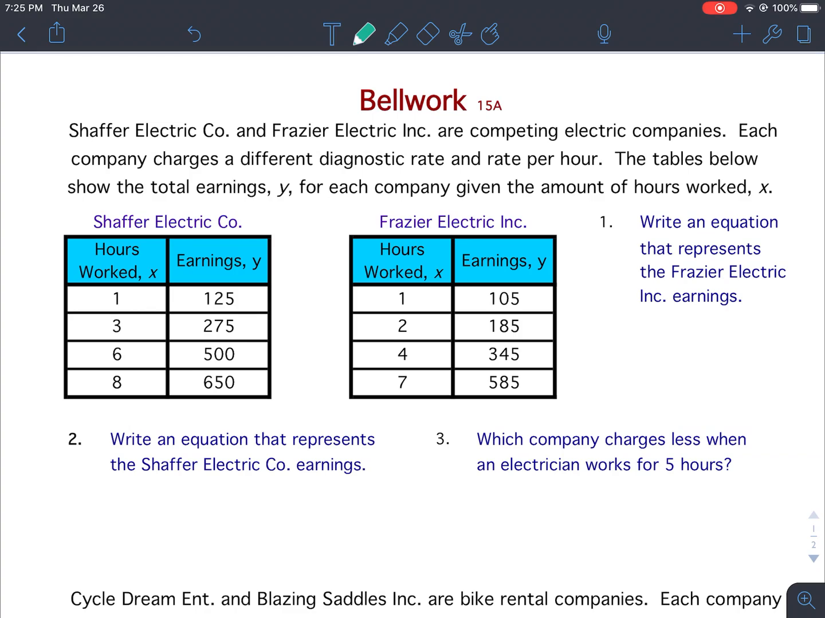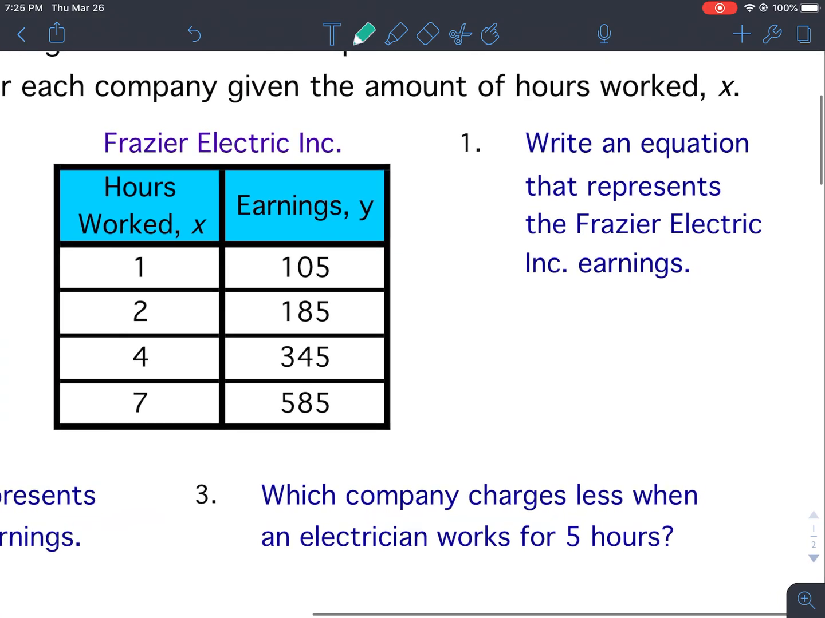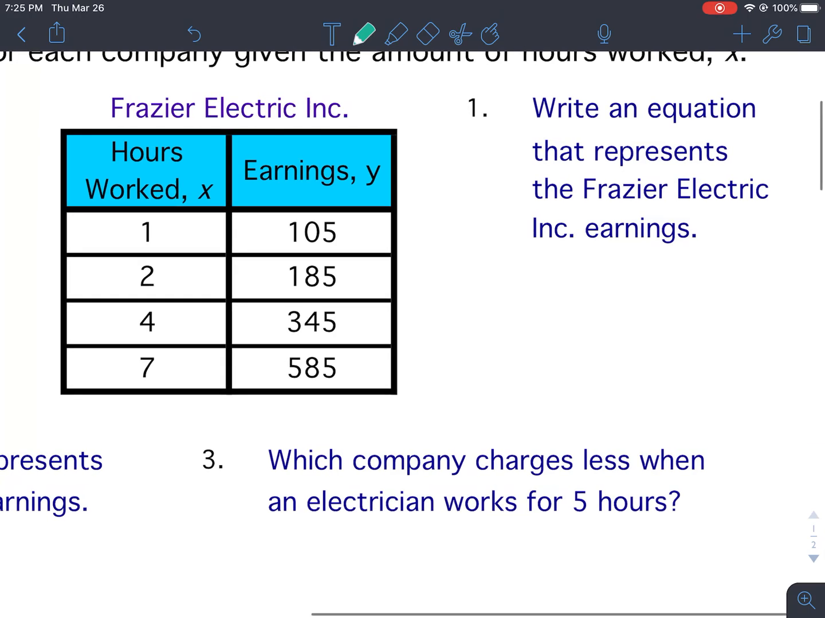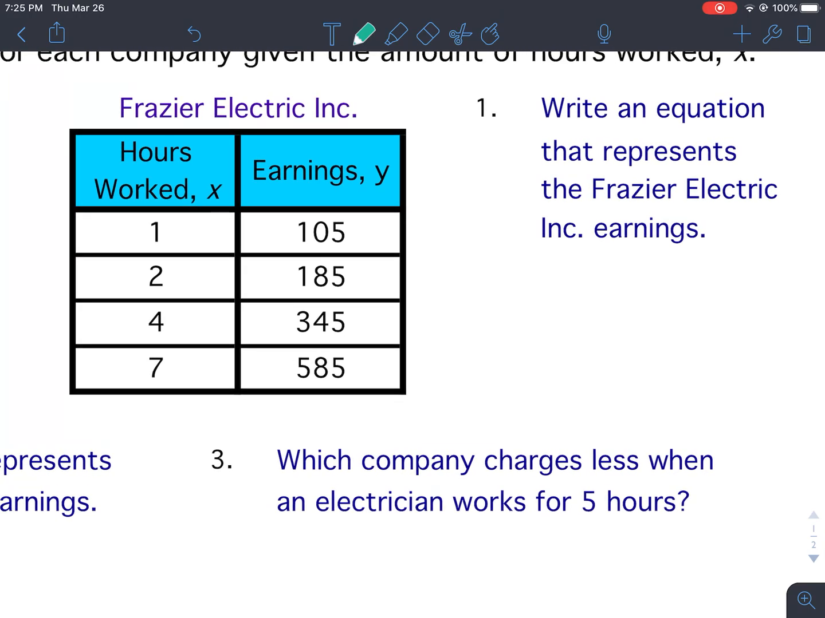So question 1 wants us to write an equation for Fraser Electric Incorporated. This chart right here goes with question 1. The first thing we need to do, let's find our rate of change by finding the slope. Now these are linear functions. They're linear, therefore it doesn't matter. I could have picked those two, these two, or these two. I could have picked any 2 ordered pairs I wanted to find the slope. I'm just going to pick the top 2 because they're the smallest numbers.